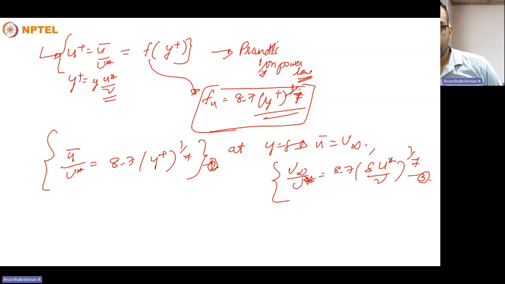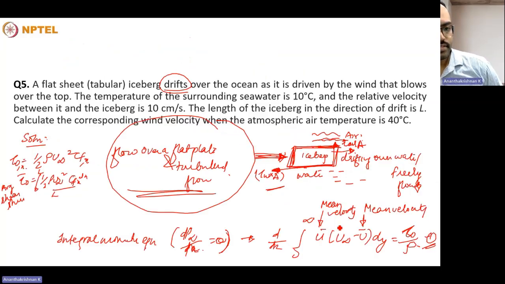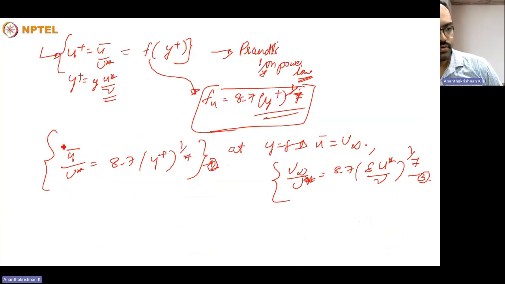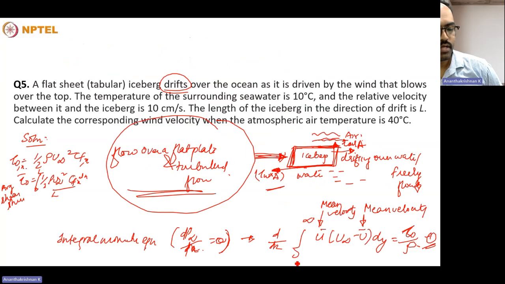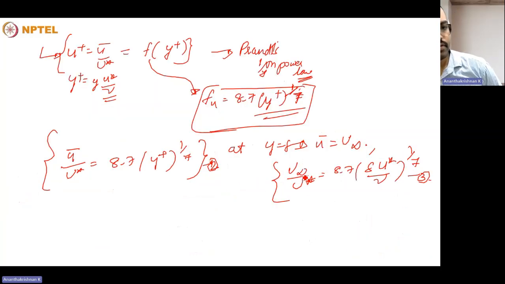So basically, we have this equation u bar is equal to u infinity minus u, and we substitute u bar as u star into 8.7 y plus raised to 1/7, where y plus is given by y into u star divided by mu, and we integrate y from 0 to infinity, and we only need to do it from 0 to delta, and substitute the value of u infinity by u star in terms of delta. We'll get the value of the integral equation in terms of delta, and the right hand side is our shear stress.